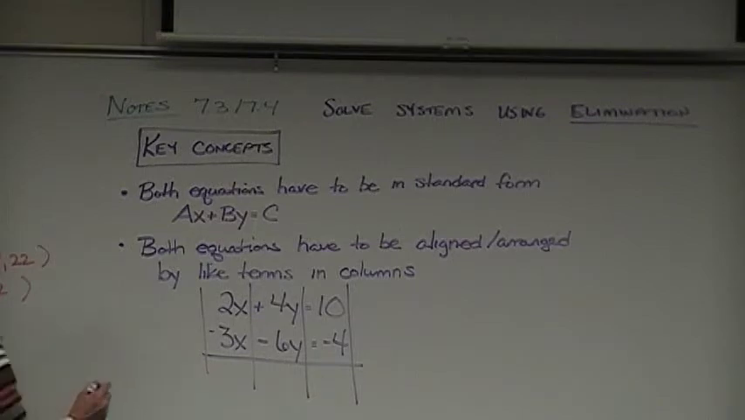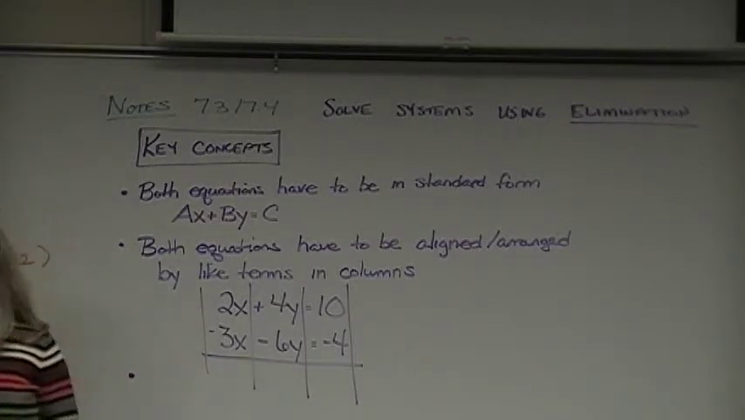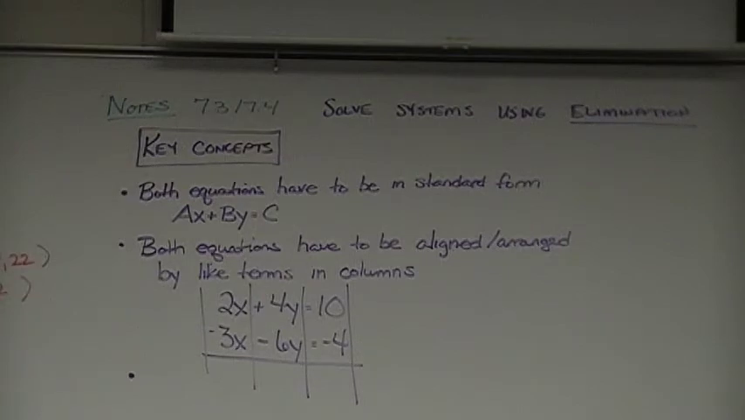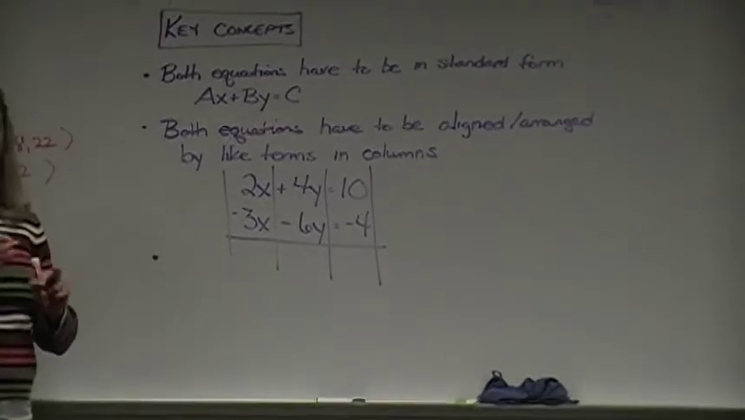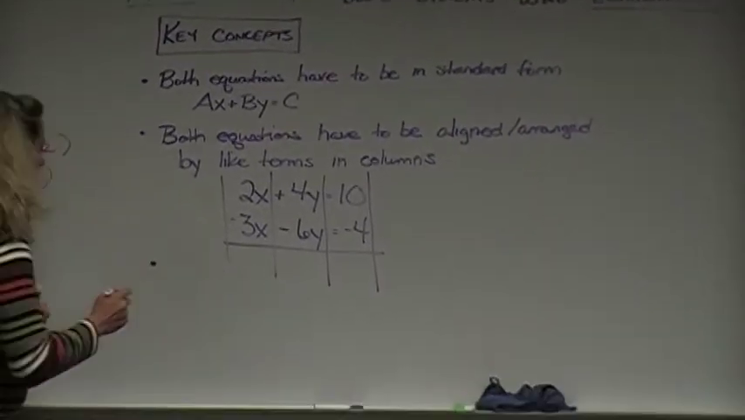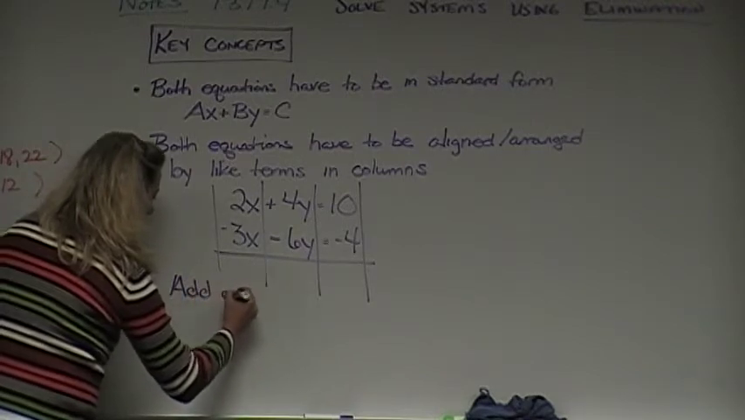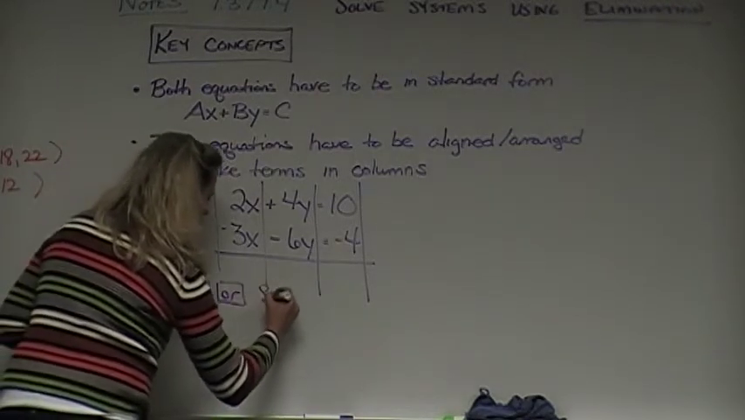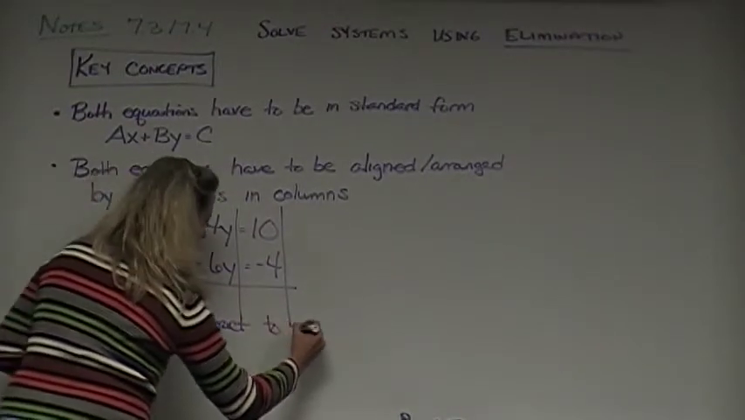Alright. Okay, next one. The next point of emphasis or key concept is that we have to make sure that we pay attention to whether we add or subtract to eliminate a variable. So the next thing we need to talk about is adding. You need to add or subtract to eliminate a variable.